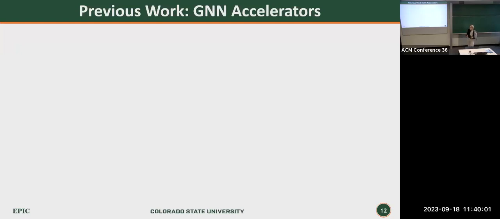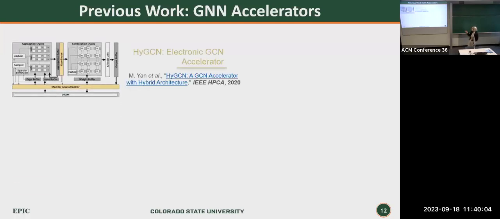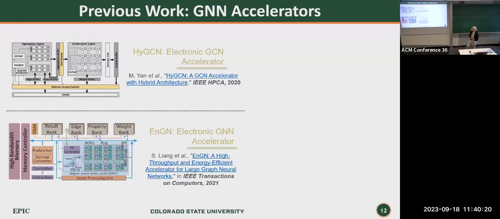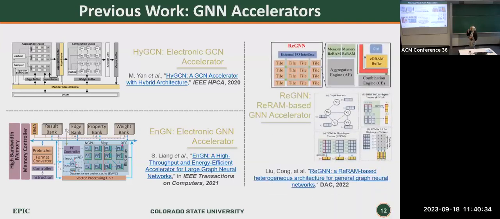So just to give you a sense of the previous effort done in this area, in terms of GNN accelerators, there is HiGCN, which is an electronic accelerator focused on graph convolution networks. Its architecture was mainly composed of two separate engines, one for the aggregation stage and one for the combination stage. We also have an engine which is an electronic accelerator as well for GNNs. It mainly had a unified architecture to perform both the aggregation and the combination stages. And then there is ReGNN, which is a bit different. It used ReRAM cells, so most of its computations were done in the analog domain.